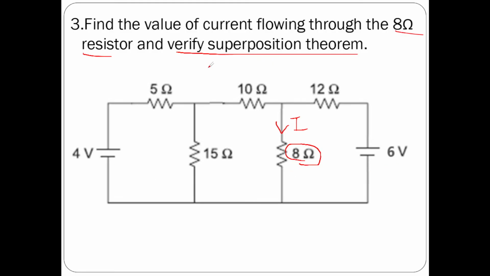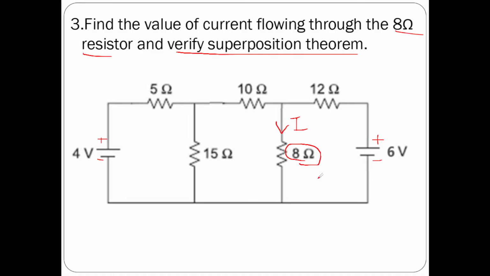Since they have asked us to verify superposition theorem, to verify superposition theorem in any given circuit, we must check the number of sources in the given circuit. If you see here, there are two sources. One source of 4 volts, another source of 6 volts.